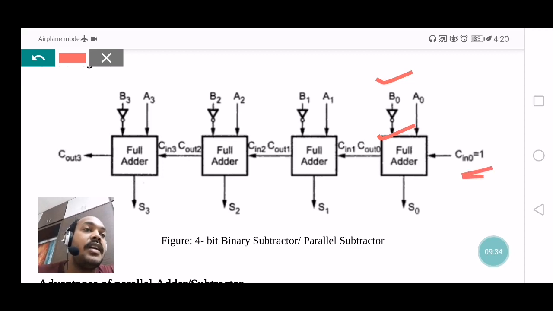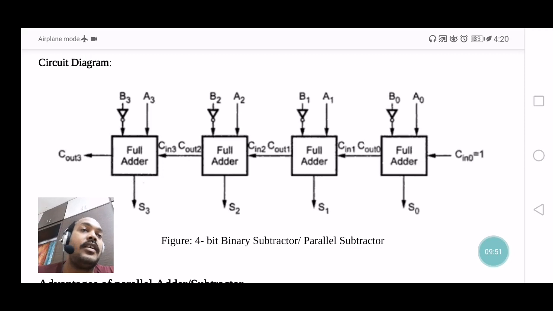So that's why the value of Cn0 is always considered 1 only. This is a very important point. Once you consider C0 value 1, the B0 bar, which is added with this 1, becomes the 2's complement of B0, and that is added with A0.